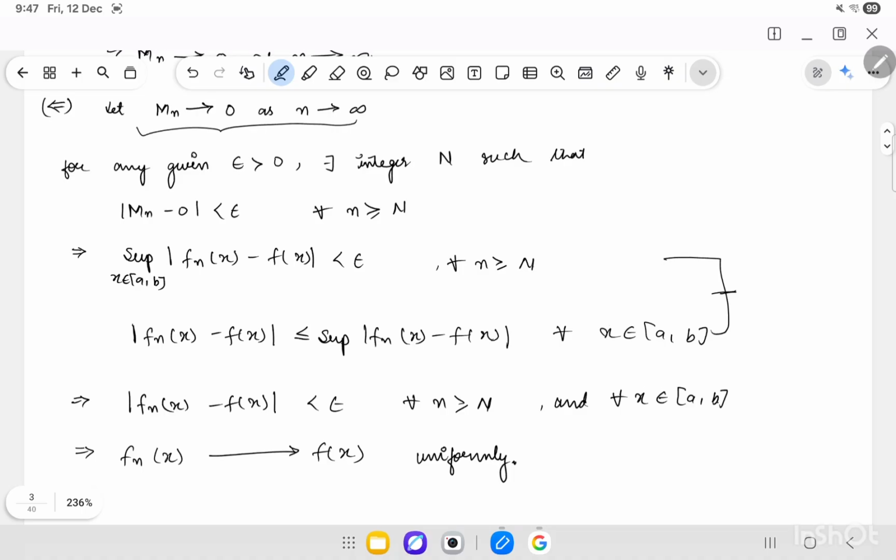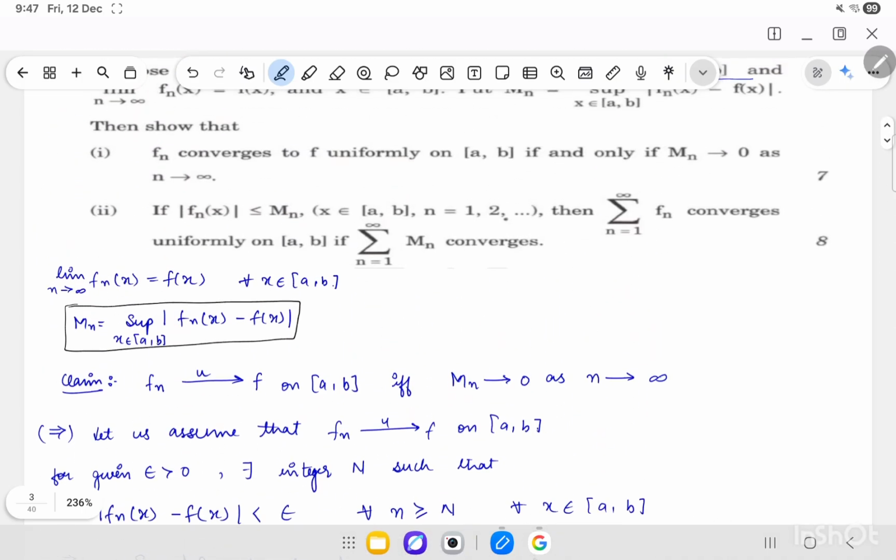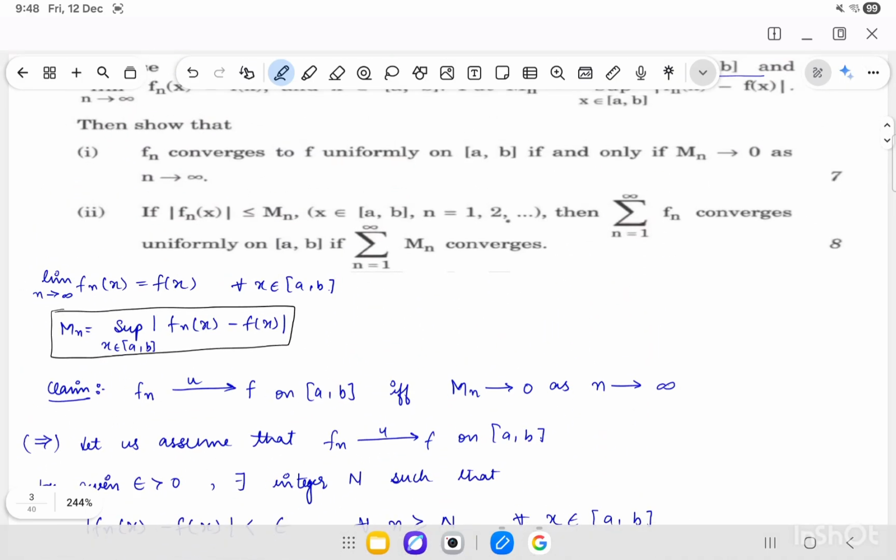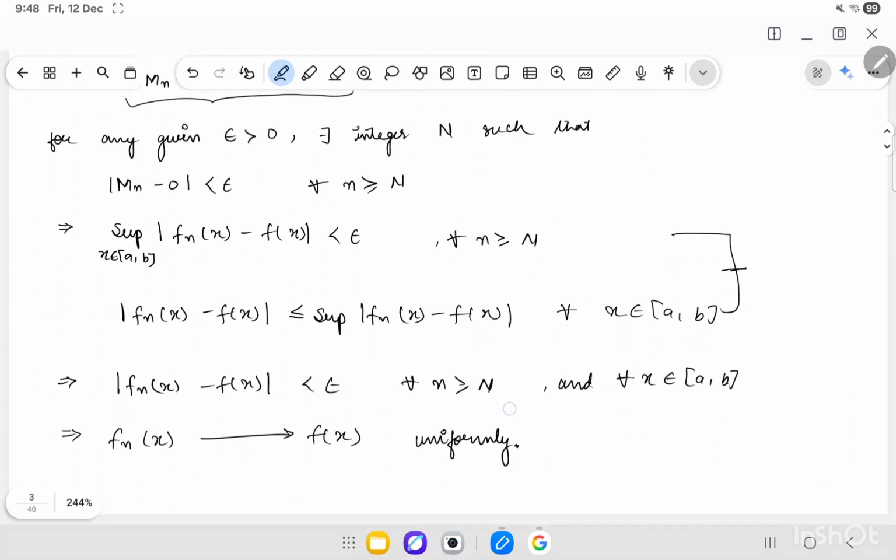So this completes the proof of the first part of the question. Now let's see what the second part of the question is. The second part says that if the absolute value of fn(x) is less than or equal to Mn for all x in the closed interval [a, b], and this relation holds for all natural numbers n, then we are supposed to show that the summation of fn converges uniformly on the closed interval [a, b] if the summation of Mn converges. So let's see first what is given to us, and then we'll move on to prove it.